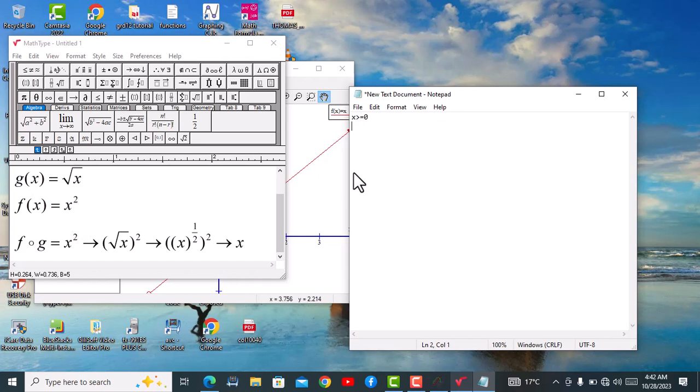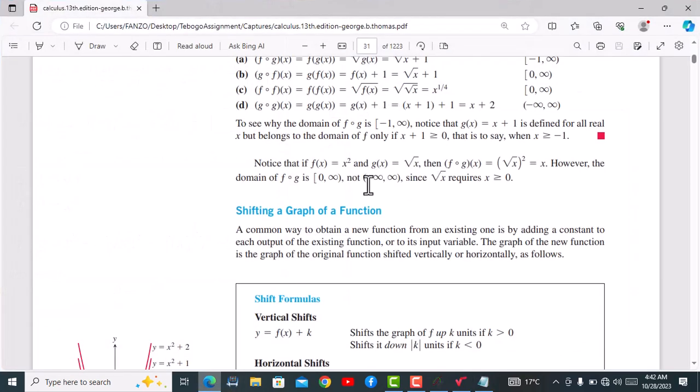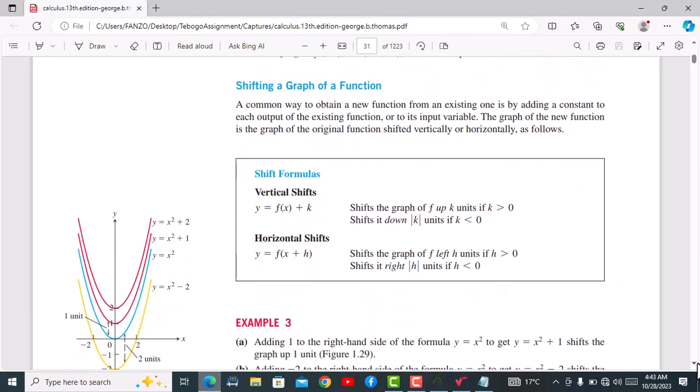So if I want to find the domain here, I know that the domain is from negative infinity to positive infinity, but to accommodate this one, it is only defined when x is greater or equal to 0. So I will have to say the domain is 0 to positive infinity, because it is not defined when x is less than 0. That is why Thomas is stressing very much that we be aware of this. Okay, I hope we have understood that.